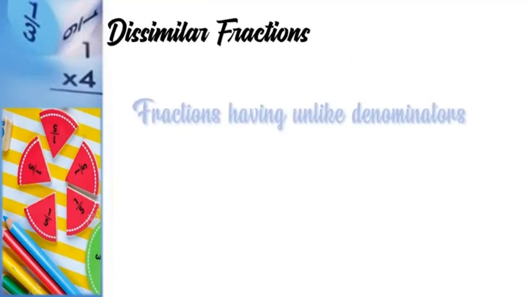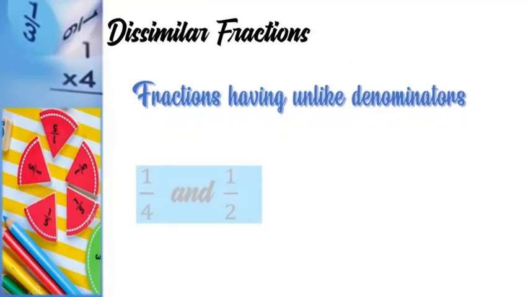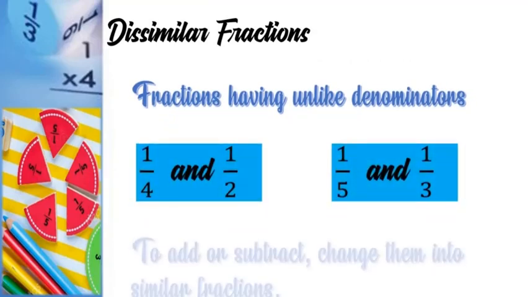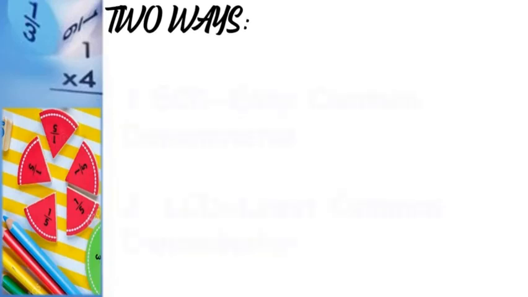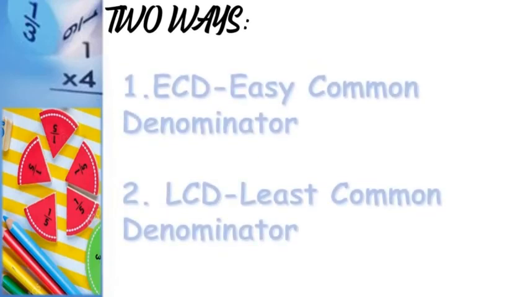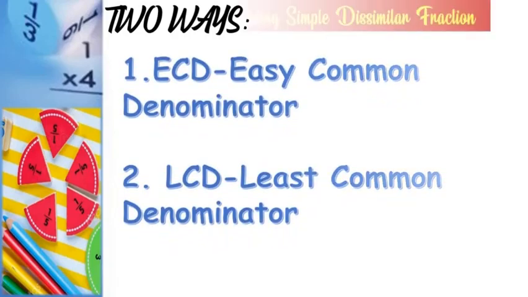Let's go to dissimilar fractions. What then are dissimilar fractions? These are fractions having unlike denominators. Example, 1/4 and 1/2, 1/5 and 1/3. So to add or subtract, change them into similar fractions. There are two ways on how to add and subtract dissimilar fractions. Number one is ECD, easy common denominator, and number two is LCD, or least common denominator.